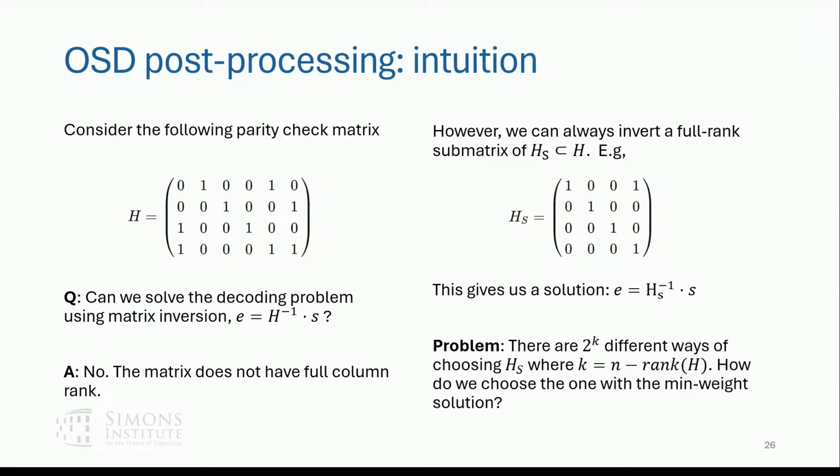The basic idea behind OSD is that we can always solve the decoding problem using matrix inversion. So consider this parity check matrix here. Of course, we can't immediately invert this matrix because it's not a full rank square matrix. But what we can always do is choose a full rank subset of the columns of this matrix and decode that instead. So the question now might be, why don't we just do this all the time? The reason is that there are lots of different ways of choosing this subset of columns. We could just pick 4 random linearly independent columns and it would give you a solution to the decoding problem, but it's not necessarily going to be a minimum weight solution. And in the context of quantum error correction, that would probably mean that you're introducing a logical error in most cases.